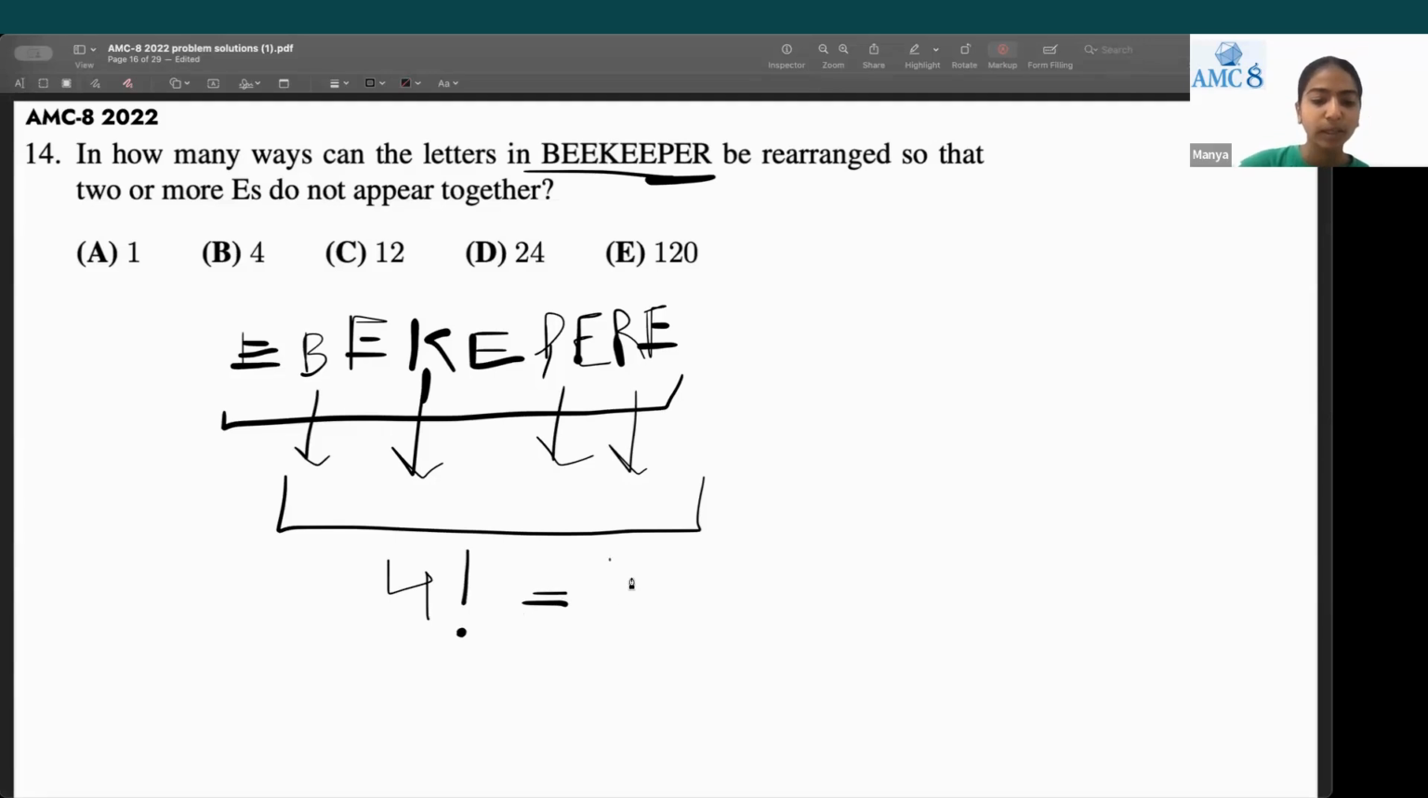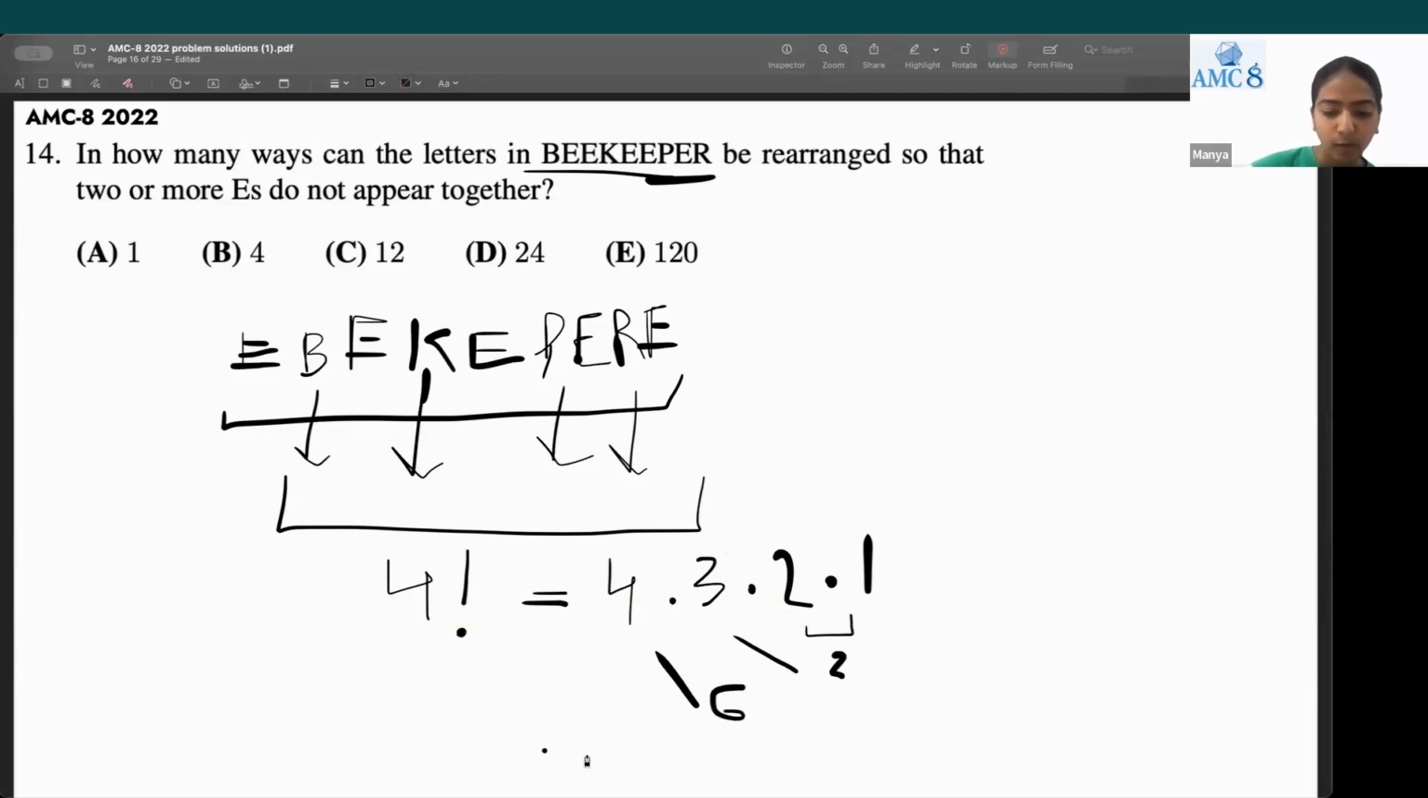So 4 factorial is going to be equal to 4 times 3 times 2 times 1. So if we multiply this all together, then we'll be getting, sorry, this is going to be 6. And this is going to be equal to 24. So 4 factorial is going to be equal to 24, and therefore there's 24 different ways to arrange beekeeper so that 2 or more E's do not appear together.